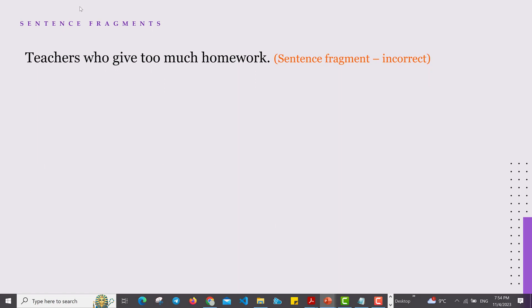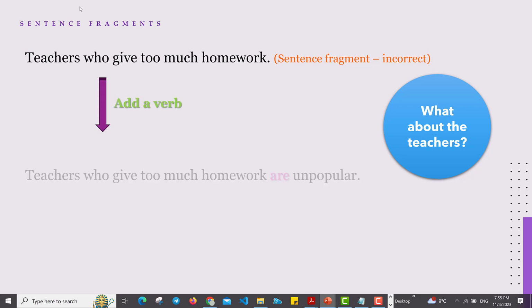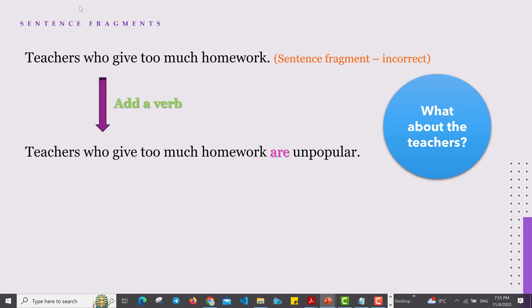"Teachers who give too much homework." In this sentence, teachers is a noun. "Who give too much homework" is an adjective clause. The question is, what about the teachers? In this example, the verb is missing. So the correct and complete sentence is, "Teachers who give too much homework are unpopular."